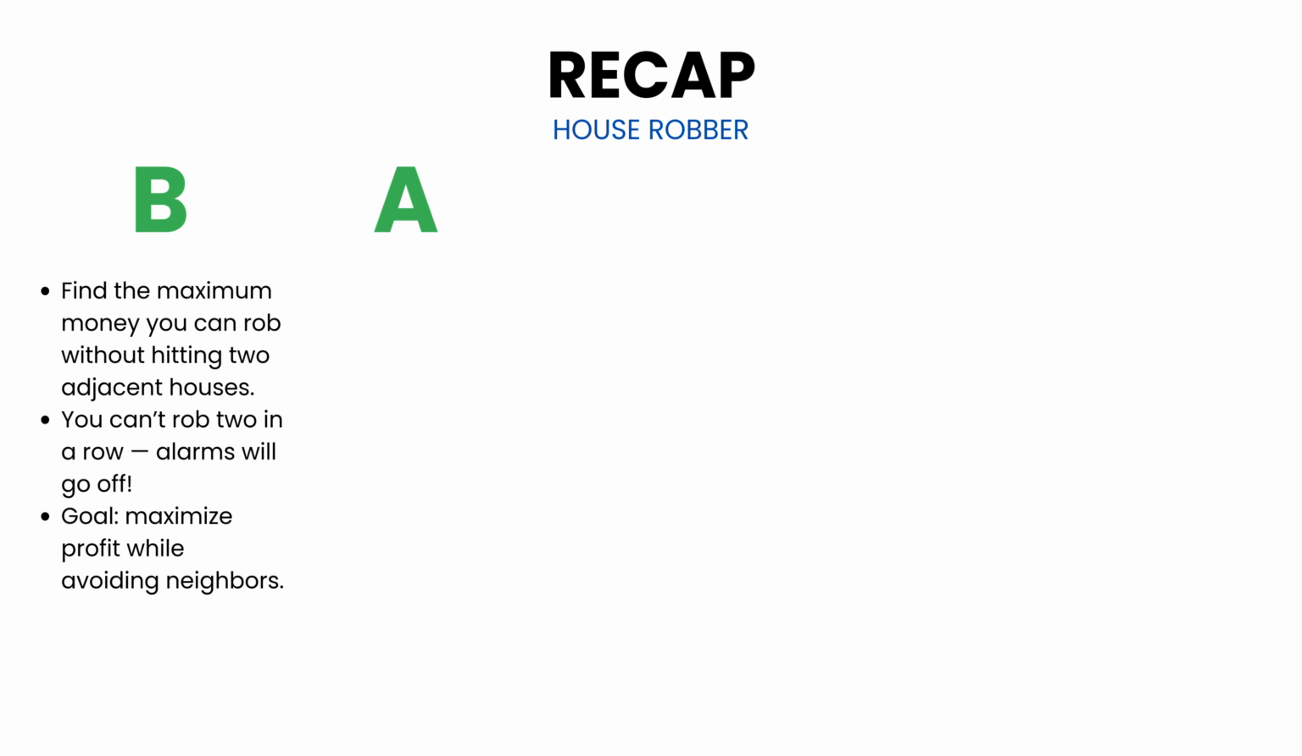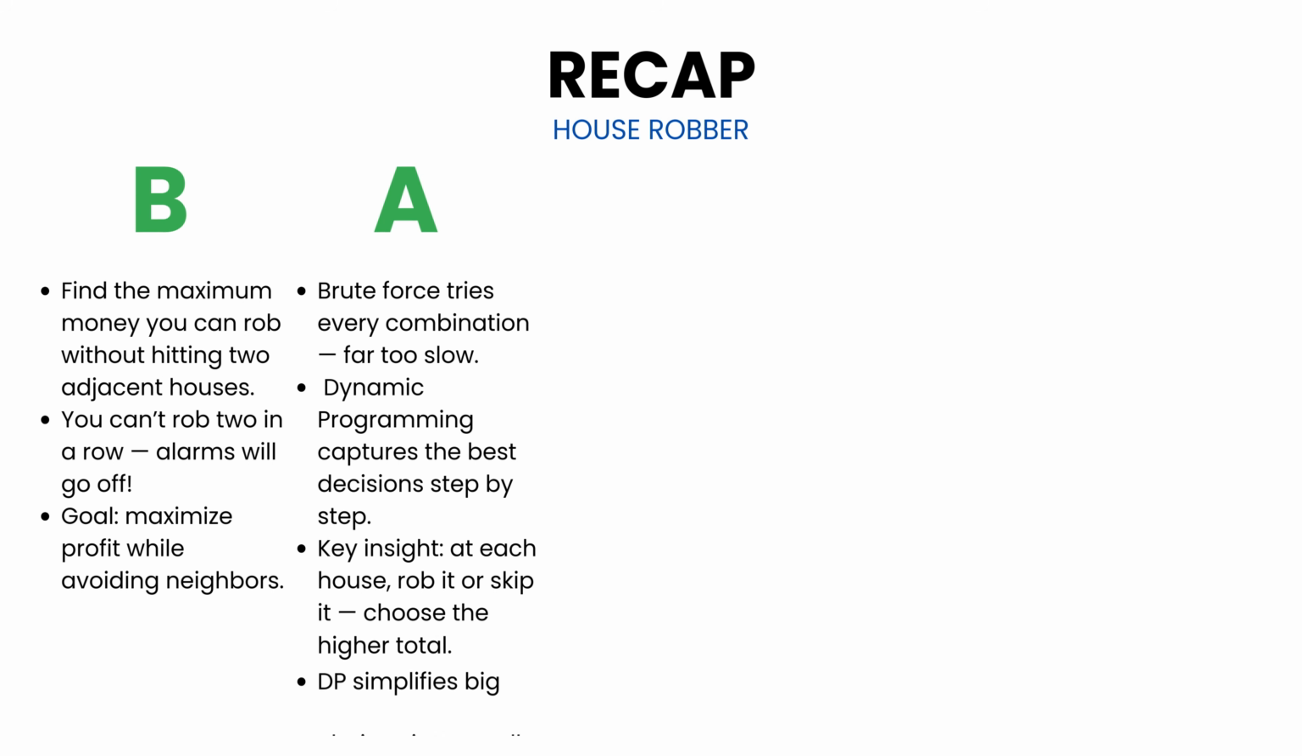Approach recap. We compared brute force and dynamic programming. Brute force explores every combination. Too slow. DP, on the other hand, breaks the problem into smaller overlapping decisions. Rob this house and skip the previous, or skip it and keep what you've already earned. That structure makes it efficient and scalable.